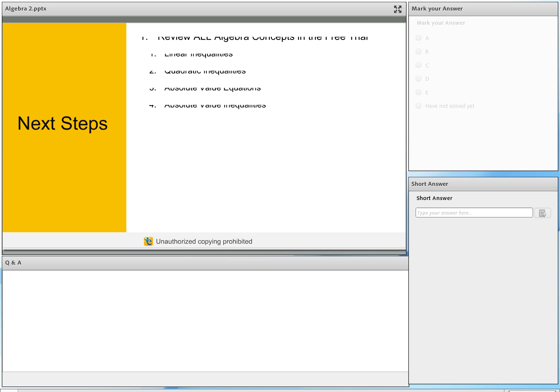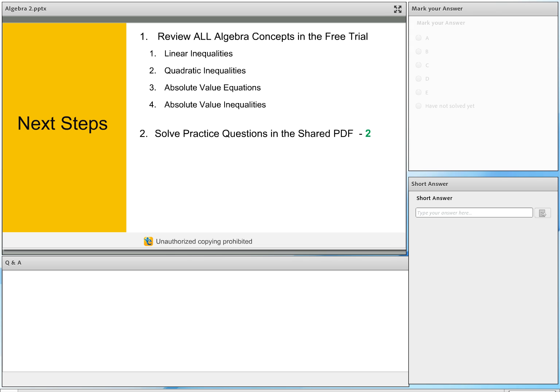Now for the next steps that I'm going to recommend, you should go through these concept files. For those of you who are not yet e-GMAT students, all these files are available to you in the free trial. In addition, you should solve the practice questions that I will share with you in the PDF here, and then definitely try your hand at the questions that are included in Scholarium in your free trial.